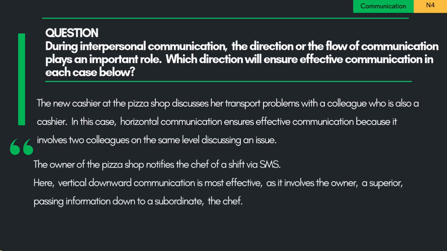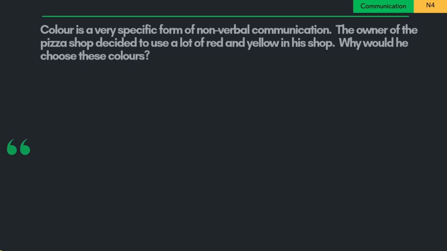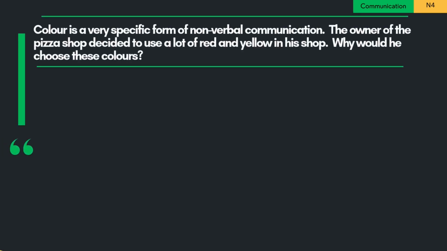2. The owner of the pizza shop notifies the chef of a shift via SMS. Here, vertical downward communication is most effective, as it involves the owner, a superior, passing information down to a subordinate, the chef.